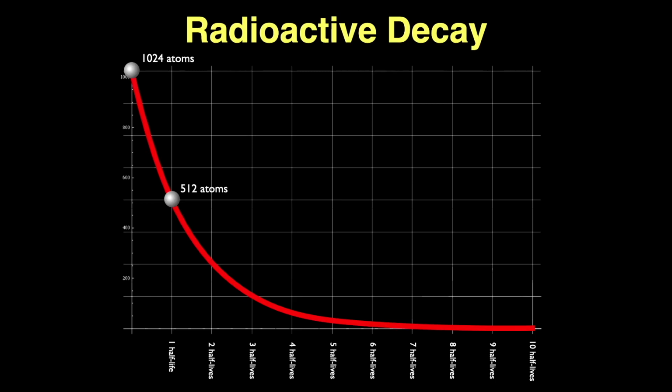If you wait 1 more half-life, half of that half decays, leaving you with 1/4 of the original 1,024, or 256 atoms. Another half-life, half again as many, or 128 atoms, and so on. Just keep dividing by 2 every half-life. After 10 half-lives, you'll have about 1/1000th of your original amount.